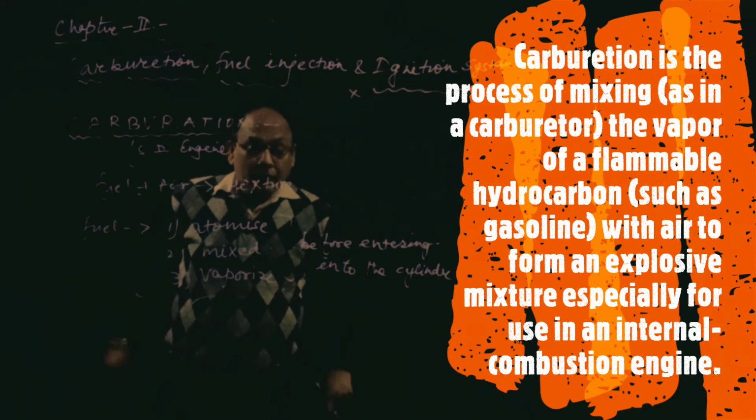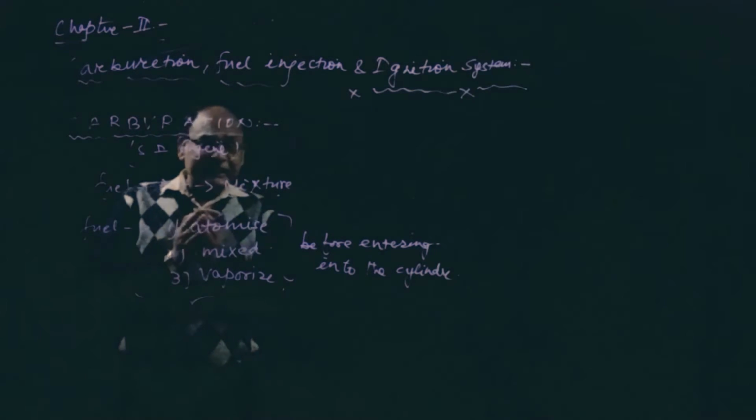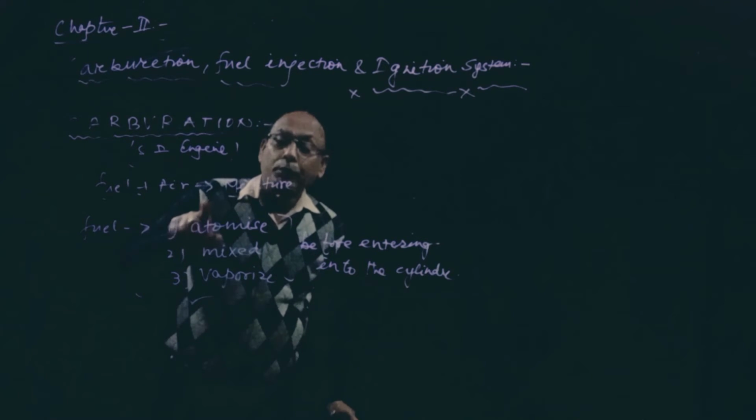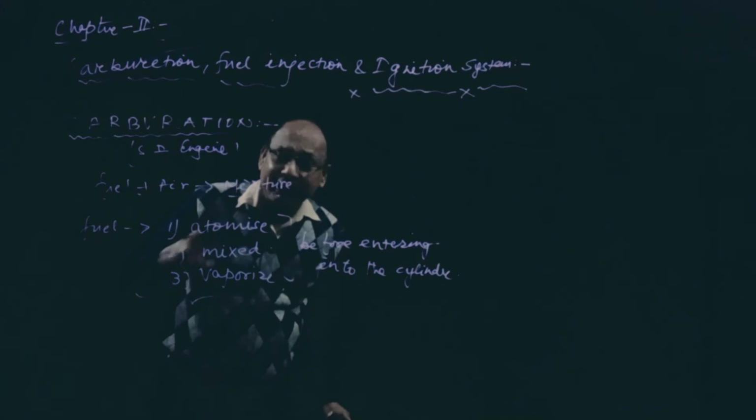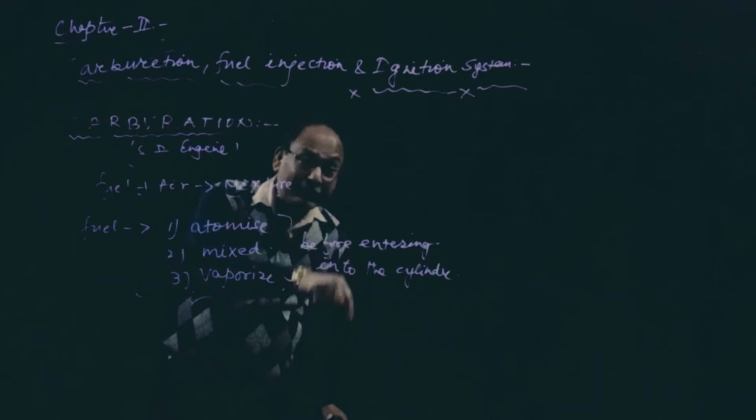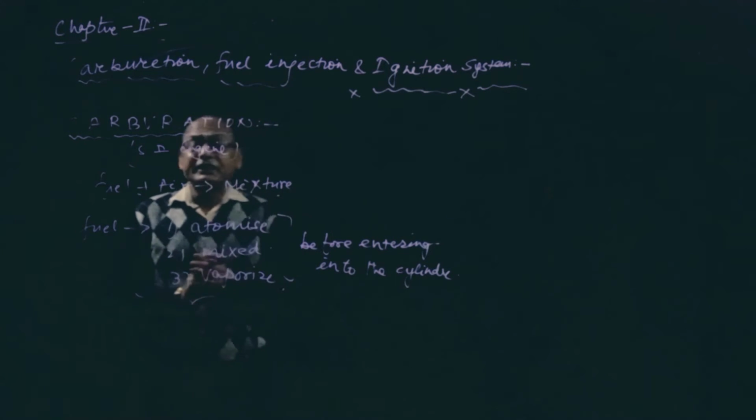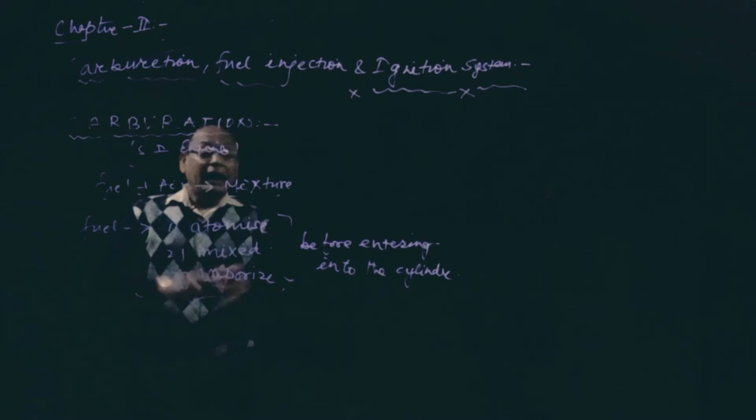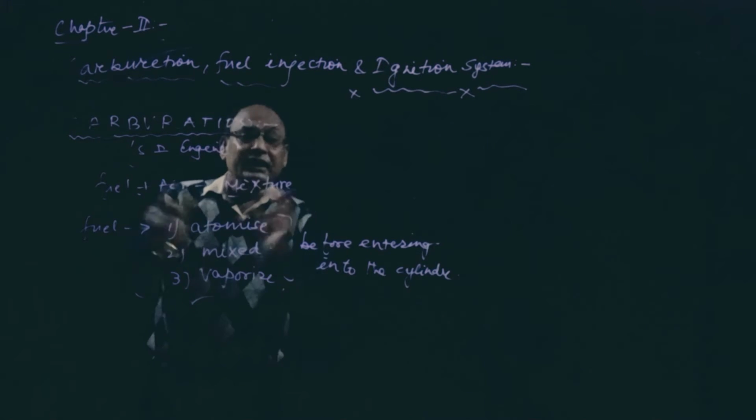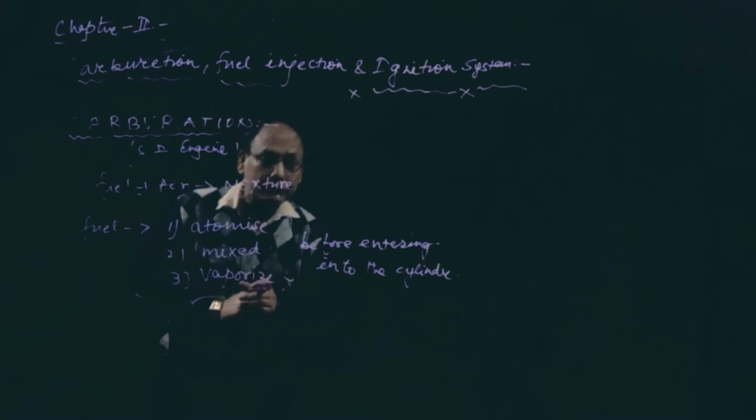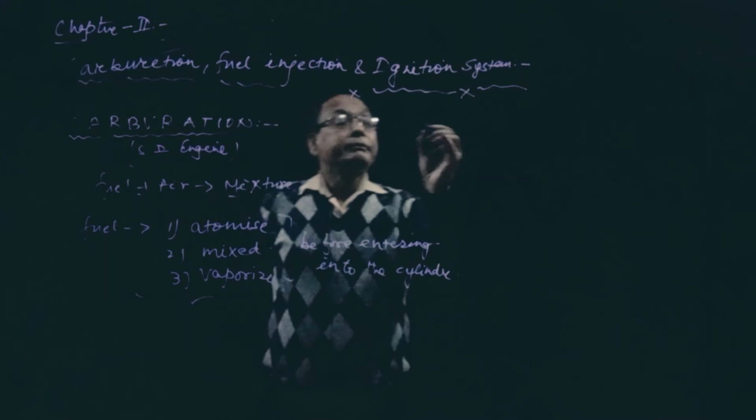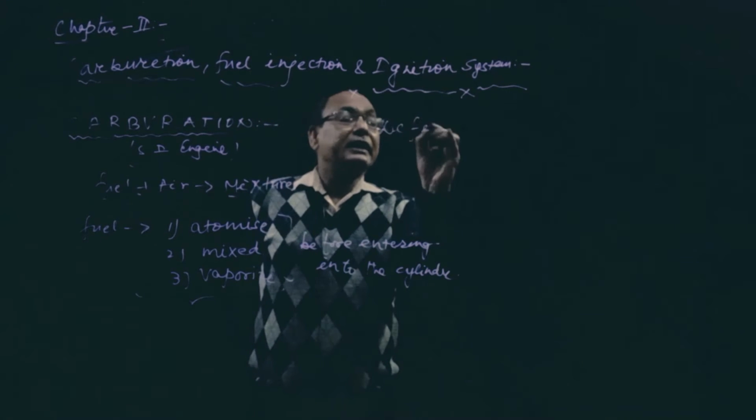So the definition of carburetion is, it is the proper mixing of air with fuel for efficient burning at all the load conditions before entering into the cylinder. That process is known as carburetion. And the device where it completes the process, that device is known as carburetor. Okay, so let us write the definition.